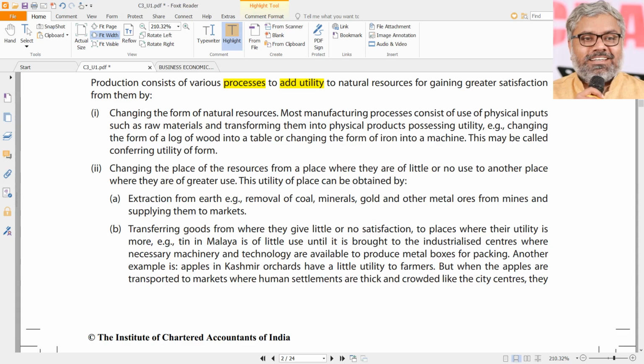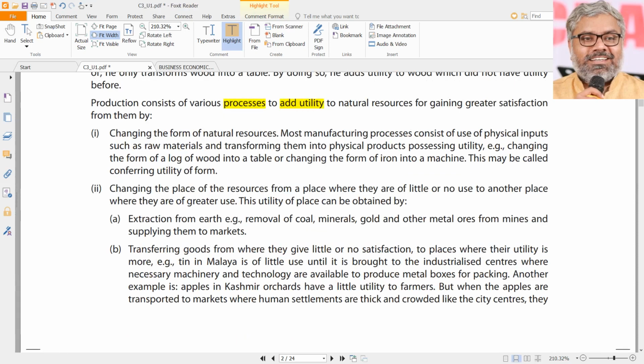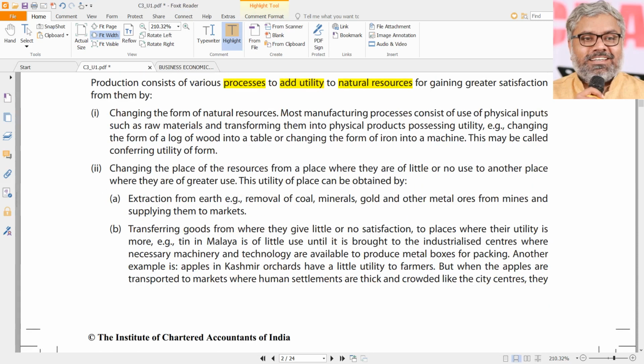Like this, many aspects are there where ultimately, if you go backwards, you find its root in nature only. Somewhere from nature only, this has been converted. Finally, it is in the shape where we are using it. And what the production process has done in all these phases, it has added utility to these natural resources. That's what it has done. And there are different types of utilities.